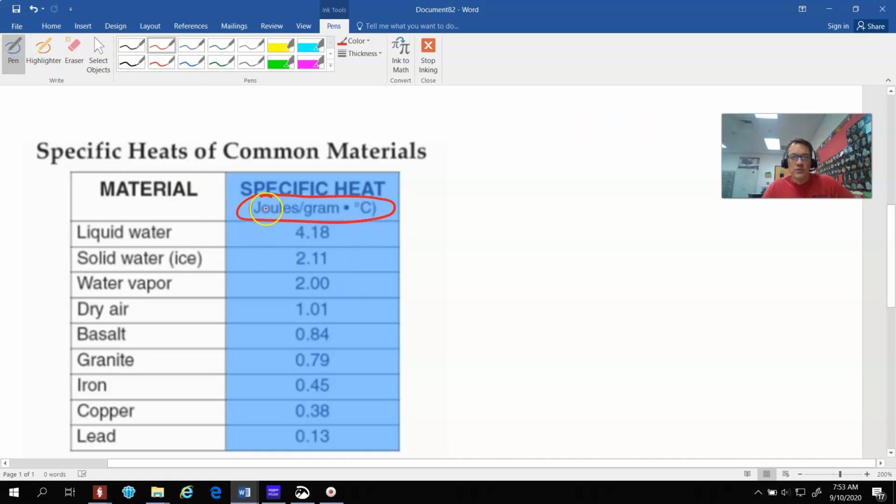So specific heat is specifically joules. Remember, joules are energy. So we have joules per gram, and then there's a Celsius change here. So this is literally the amount of energy.